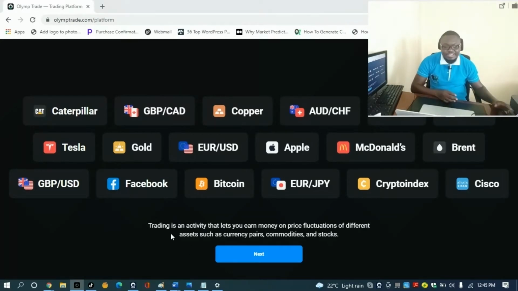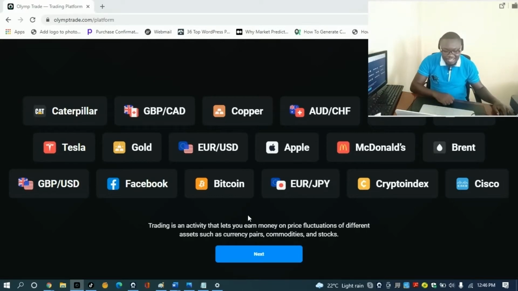So what is trading for someone who has never tried it before, someone who just created a demo account and doesn't know anything about trading? So trading is an activity that lets you earn money on price fluctuation of different assets such as currency pairs, commodities, stocks, indices, and more.